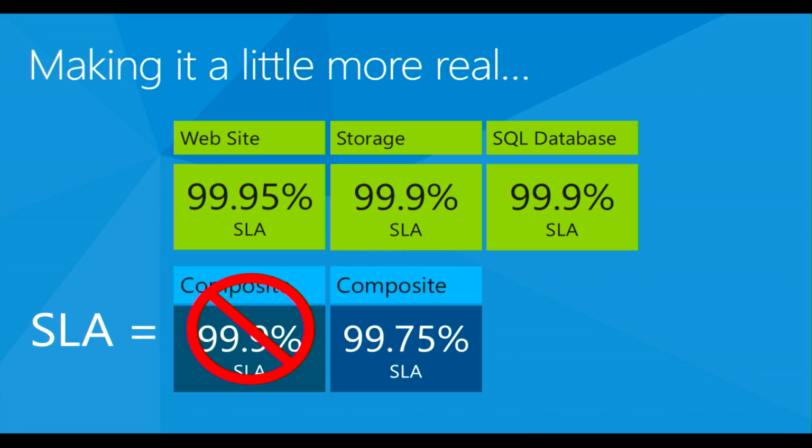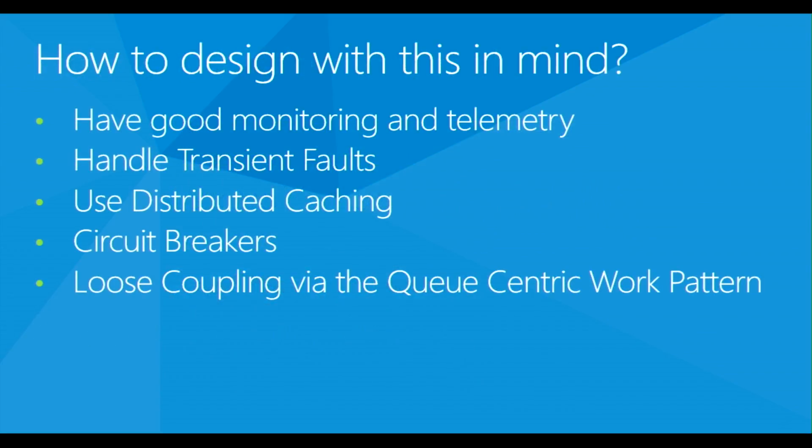And so again, you want to do some of these patterns I'm going to walk through so that you can actually survive this, and your customers will never know if a service you depend on is actually down. So how can we design with some of this in mind, knowing that things are going to break on us on a certain basis?